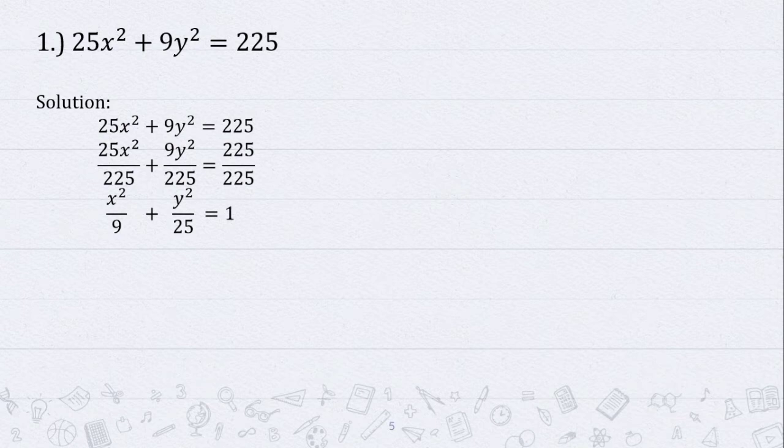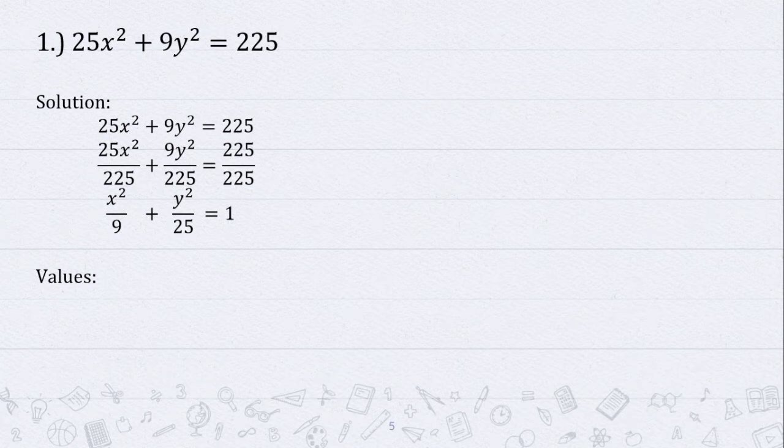For our second term, 9 divided by 9 is equal to 1, so we don't have to write it anymore in our numerator, and 225 divided by 9 is equal to 25. This is now our standard form. From this, we can now get our values.